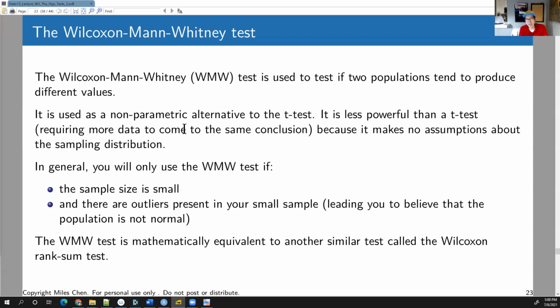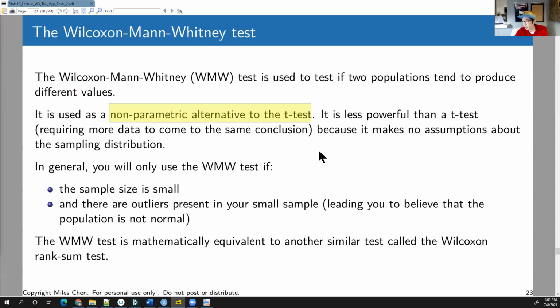So we're going to make a vague statement, and we're going to see if the two populations tend to produce different values. Does one population tend to produce bigger values than the other population? That's what we're getting at without using words like the mean or the average of this population is bigger than the mean or average of this population. We're just going to say this population tends to produce larger values than that one, okay? So this is a non-parametric alternative to the t-test.